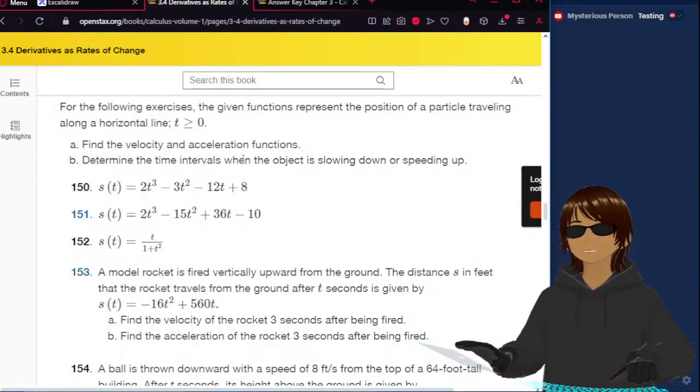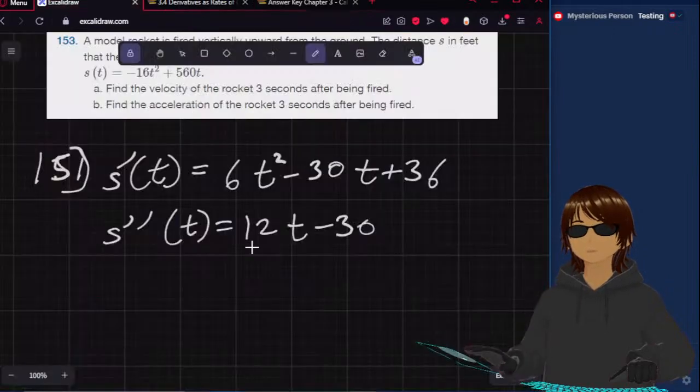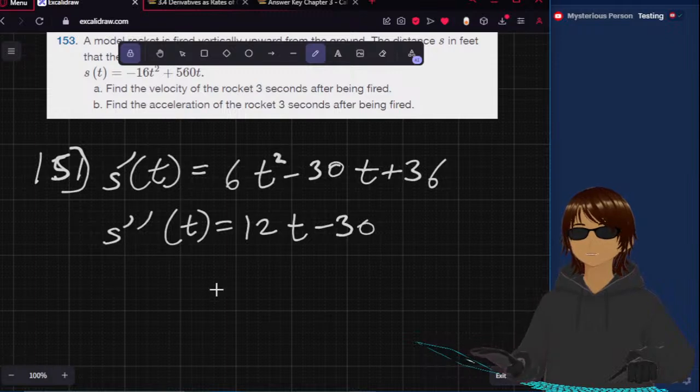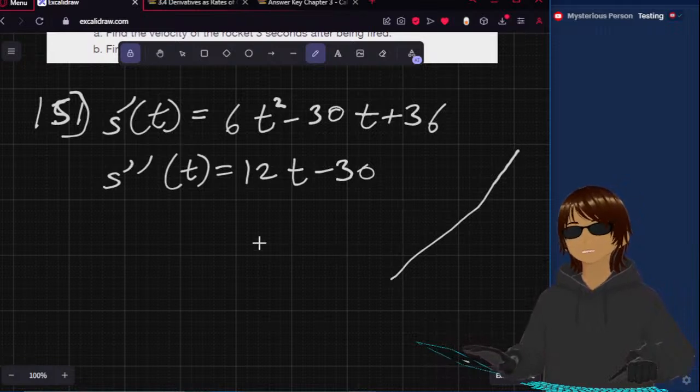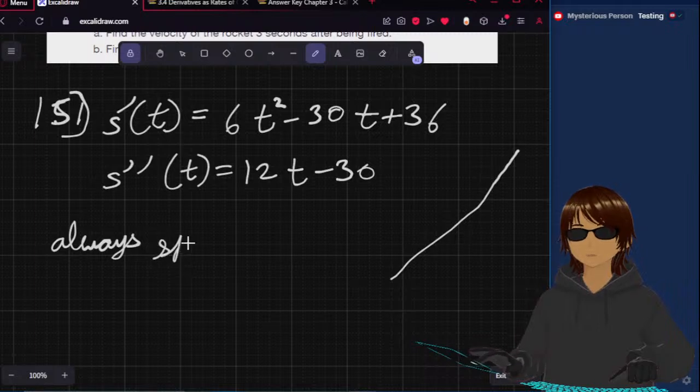Okay, determine the time intervals when the object is slowing down or speeding up. So we have to use this function. This is 12t minus 30. It's a positive gradient, so it's always speeding up. Always speeding up.